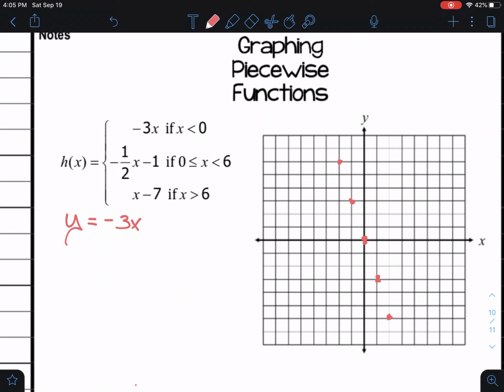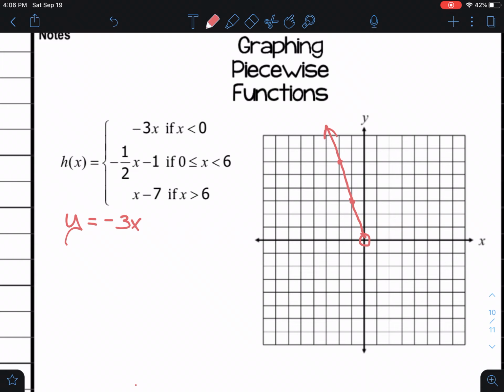Now, this we're going to keep when x is less than 0. So here's where x is less than 0. So I'm keeping this part. And then I'm going to get rid of everything to the right of that, so I can erase these. I need to make this an open dot too.